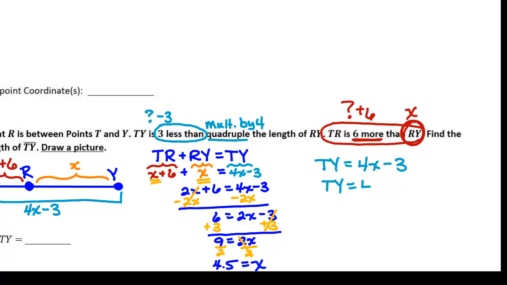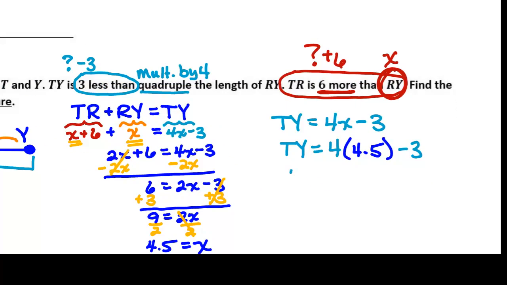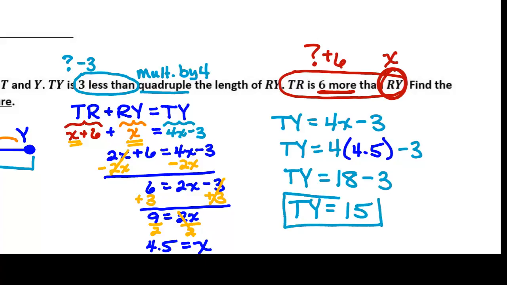And in the place of x, we're going to put what? 4.5. So I have 4 times 4.5 minus 3. What is 4 times 4.5? 18. And 18 minus 3 would give us 15. So TY is equal to 15.